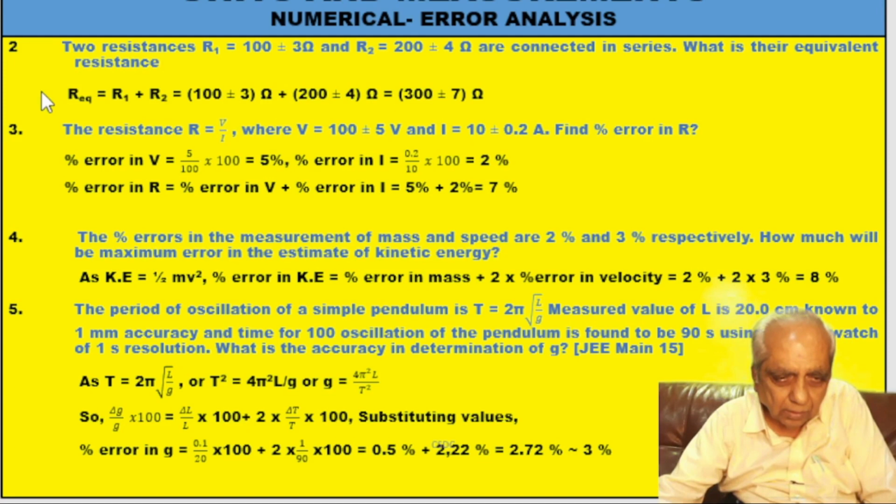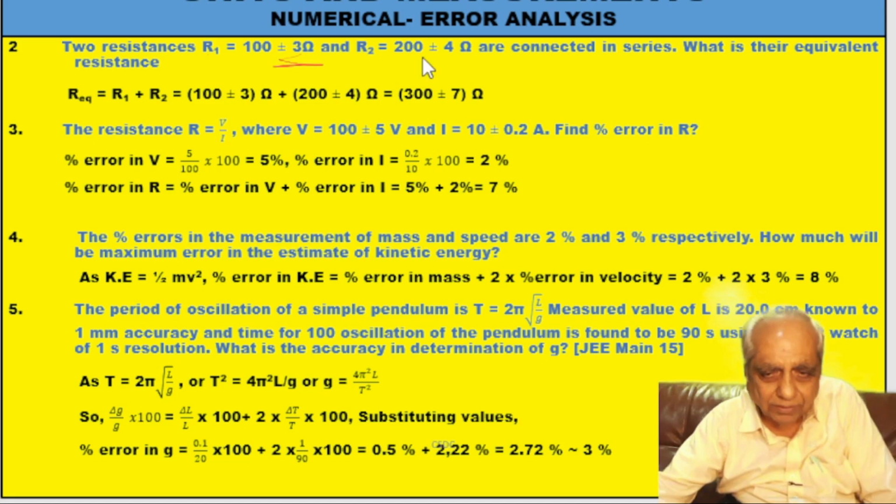Sum number 2 reads that there are 2 resistances. R1 is 100 ohm plus or minus 3, which is in terms of absolute errors. R2 is 200 plus or minus 4. They are connected in series. When they are connected in series, what is the value of R equivalent? R1 plus R2. So 100 plus or minus 3, 200 plus or minus 4, will give me 300. And when we have to do the addition, then absolute errors get added. So plus or minus 3 and plus or minus 4 will give me plus or minus 7. So this is the answer.